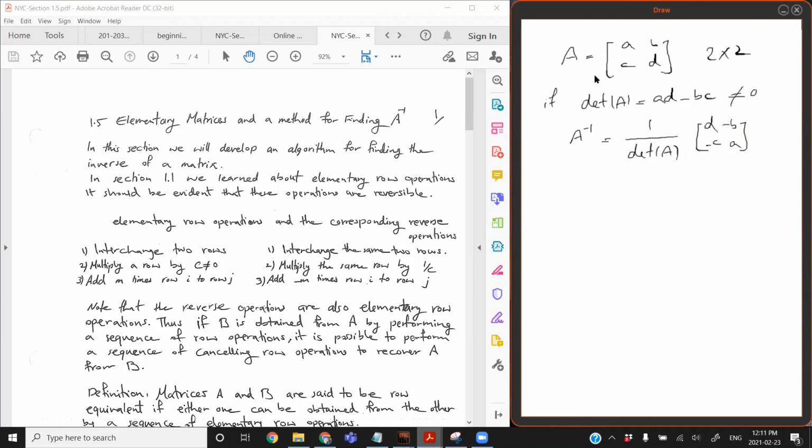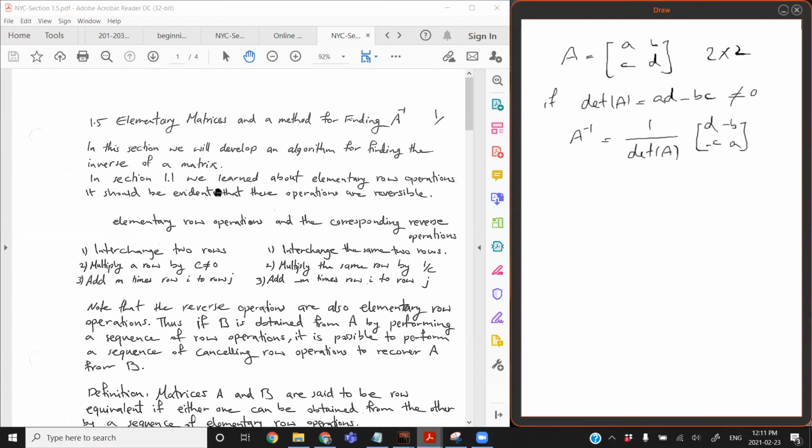One is called the adjoint formula. The other one is called the inverse algorithm. Today, we're going to learn about the inversion algorithm. The other method we will learn later on after having studied determinants.